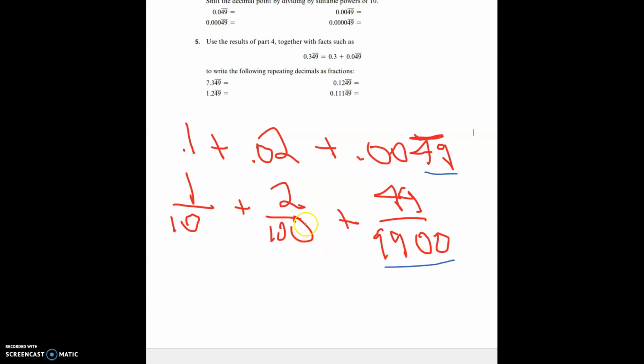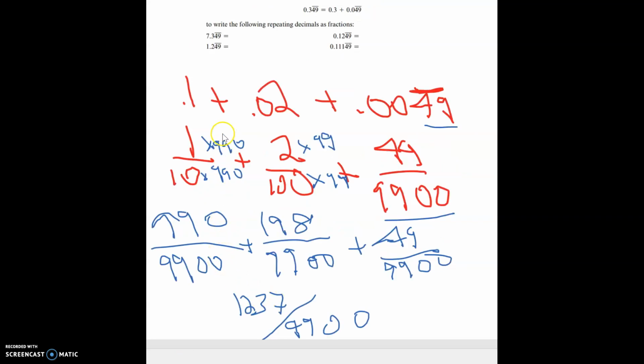So this guy needs what, times 99? Both the numerator and the denominator. And this guy needs what, 990? All right. So go ahead and get the equivalent fractions and add them together, and I will come back in a second and we'll compare answers.